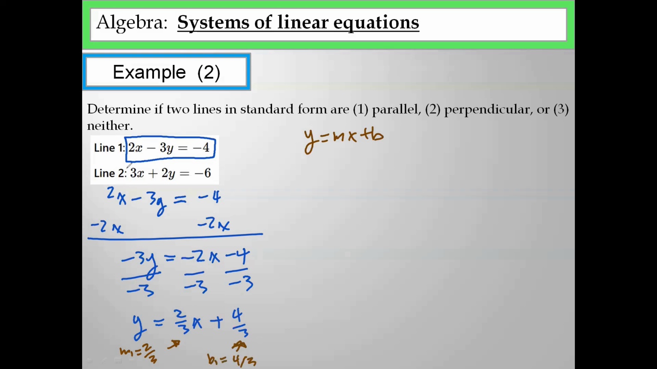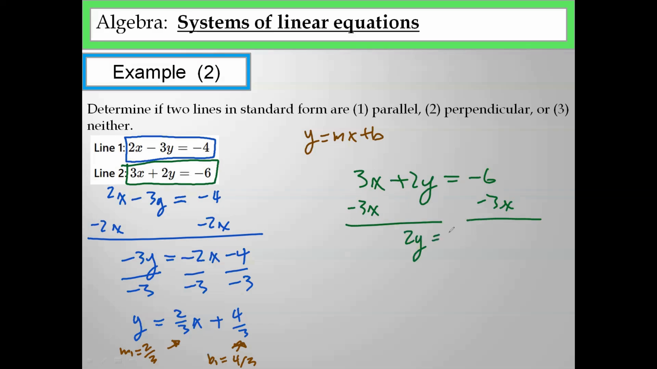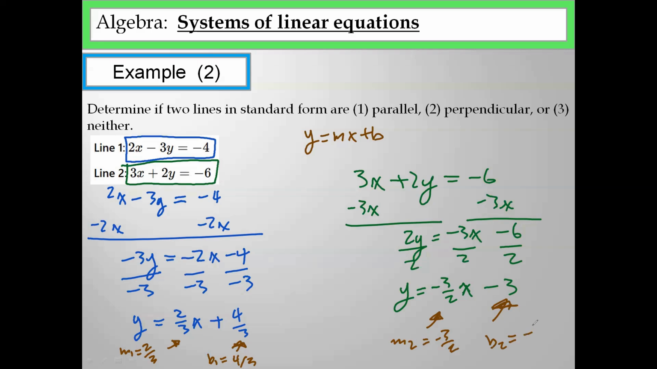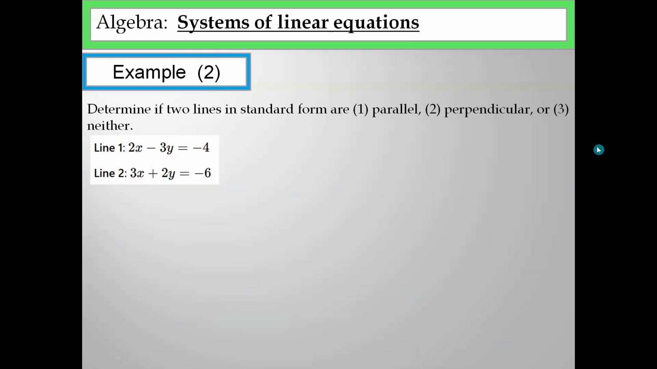Now, let's solve the second equation into slope-intercept form and see what the slope and y-intercept are. We have 3x plus 2y is equal to negative 6. We're going to subtract 3x from both sides, carry down our 2y, which is equal to negative 3x minus 6. Divide every term by 2. So we end with y is equal to negative 3/2 x minus 3. In our second equation, our second slope is negative 3/2 and our second y-intercept is negative 3.